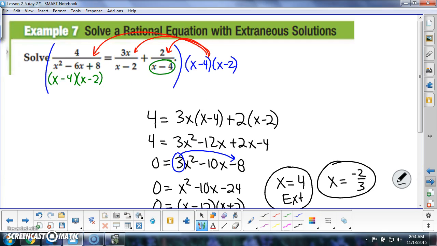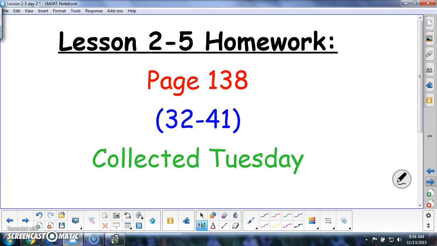So hopefully you're understanding those extraneous solutions. Here's the problems that you're going to be working on in class.